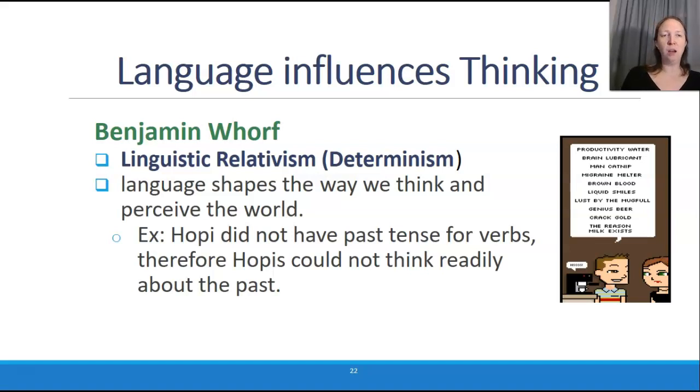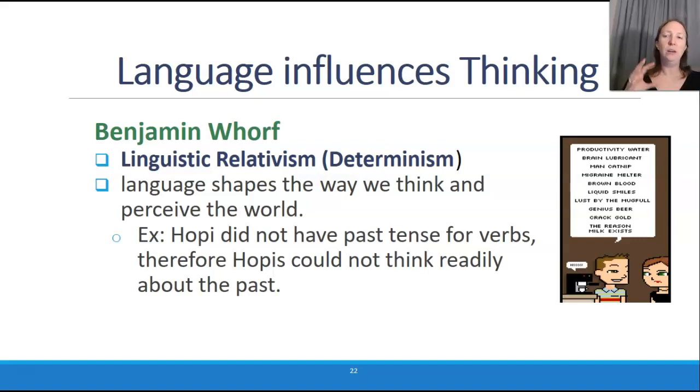And he used the Hopi Native American tribe in Arizona to demonstrate this idea. The Hopi don't have past tense for verbs, therefore they don't think readily about the past. So it's harder for them to articulate what happened long ago or reflect on it because they don't have language to go with it. Similarly, the Alaskan Eskimos have many different words for snow. It's part of their environment. And so I guess, I don't know this for a fact, but perhaps all of their different words for snow pertain to the different types of snow and things like that.